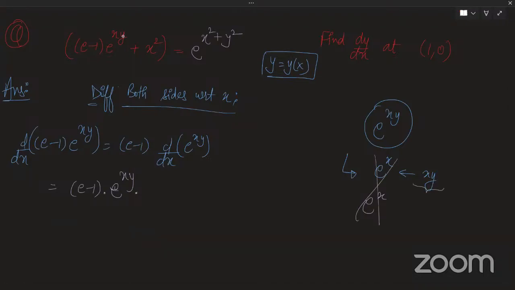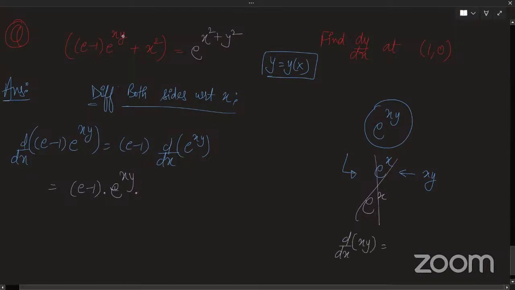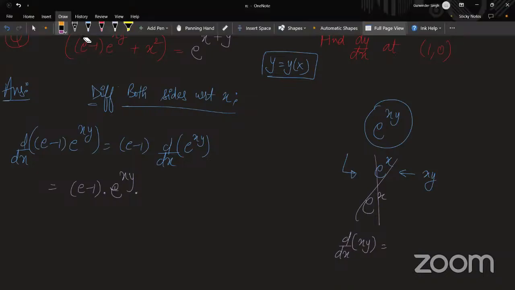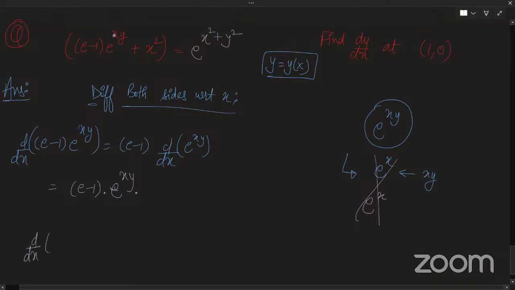Now I need to differentiate x into y with respect to x. So it is basically d by dx of x into y. It is product of two functions. x is one function and y is a function of x. How do you differentiate product of two functions?